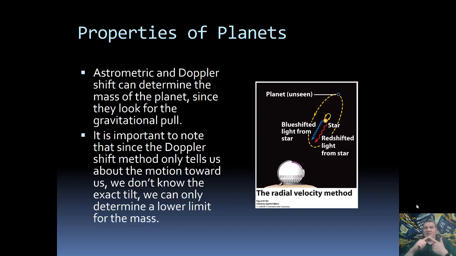Remember, with both the astrometric and Doppler shift methods, we're looking at how the star itself is wobbling, being pulled on gravitationally by that planet. From that, we can start to figure out mass, because we're looking at how gravity is pulling it. Something to note about the Doppler shift method is that it only gives us a lower limit. The problem is we don't know the inclination. We don't know how the star system is tipped compared to our own. If it's exactly in line, then that's the exact mass that the planet has. But if it's away from exactly in line, then it's only a lower limit. It has at least this much mass, but it could actually be more.